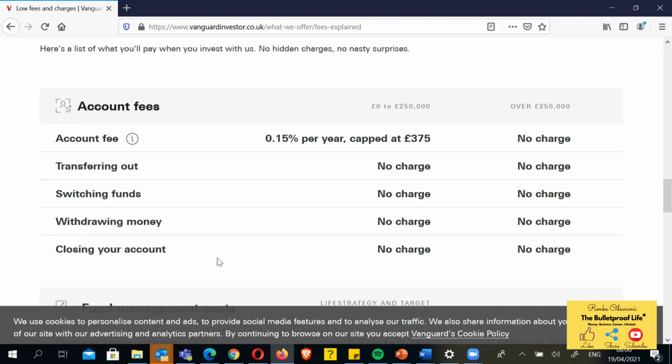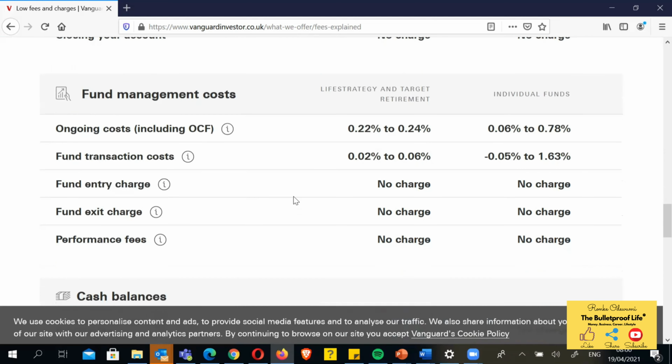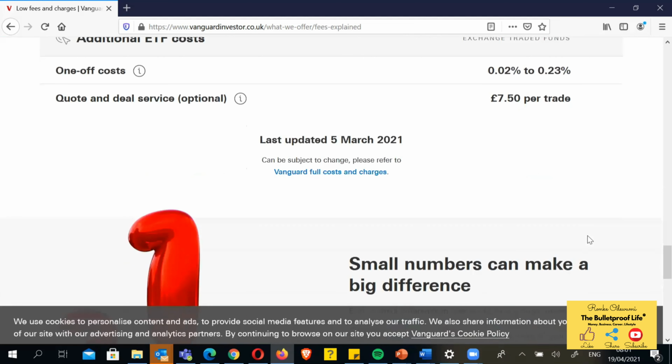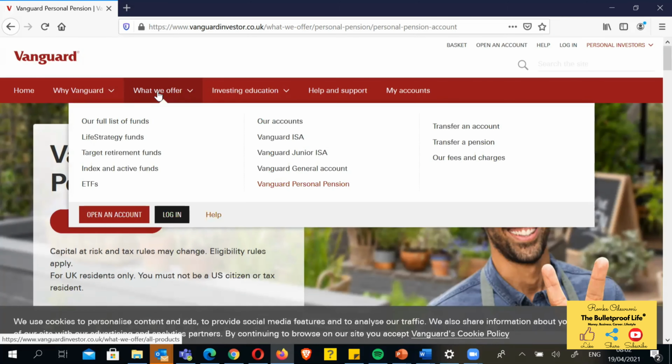As you can see here, there are no charges for all sorts of activities: transferring out, switching funds, withdrawing money, closing your account, no charges at all. Vanguard is very, very price friendly, and that's why it's a good one for anyone who wants to invest and doesn't have a lot of money. So let's look into the funds that they have.